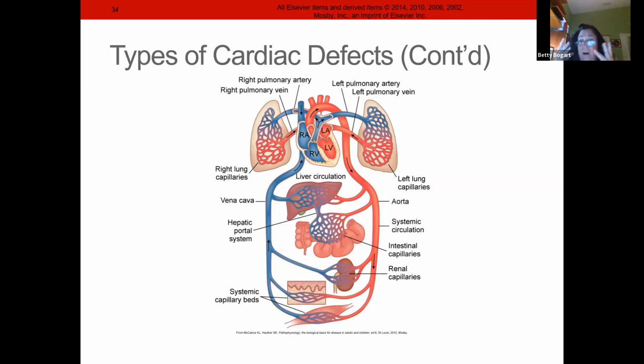Now, for years, I thought there was one pulmonic vein. Do you know that there's four? So can you imagine how much blood is flowing to that left atrium? That means there's a lot of high pressure in the left atrium.